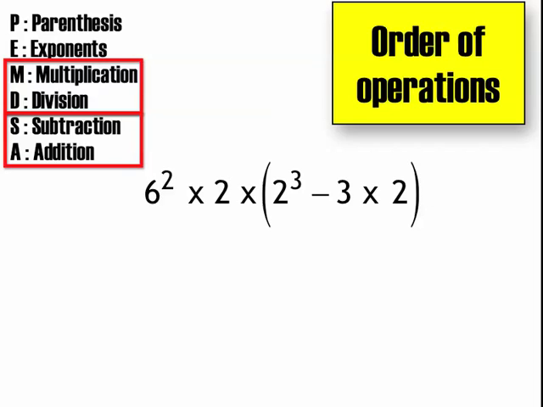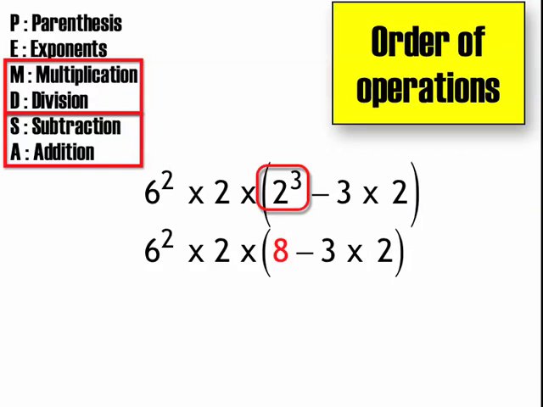Okay, let's look at another example. 6 squared times 2 times, well, the stuff in parentheses. So again, PEMDAS, start with stuff in parentheses, and then I'll apply PEMDAS to the stuff in parentheses itself. So if I look at that, I see I have exponents. I have 2 to the 3rd power. That's where I'm going to start. So 2 to the 3rd power, that's going to be 8. So I'll simplify that down, staying inside the parentheses.